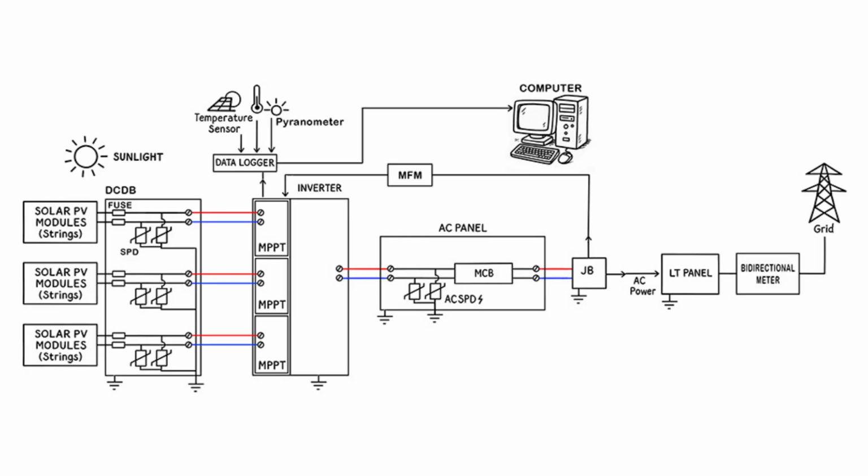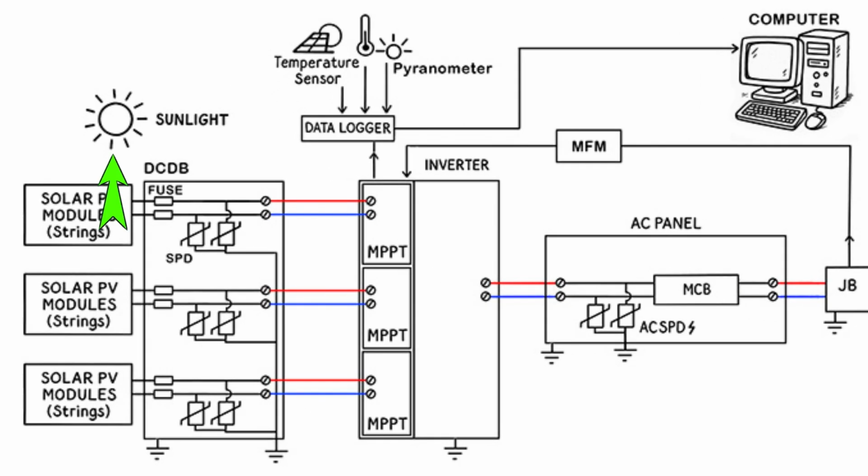Hello everyone. Today we will understand the working of a grid-connected rooftop solar power plant. We will explain the diagram step by step, starting from the left side. First, look at the sun. The sun is the source of energy. Sunlight falls on the solar panels and provides the energy required to generate electricity.